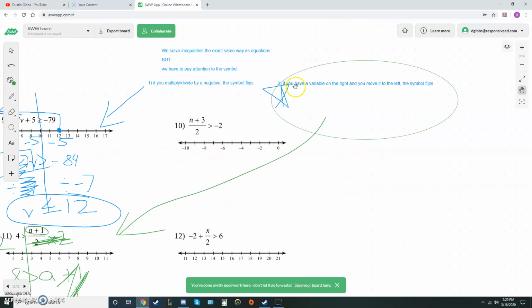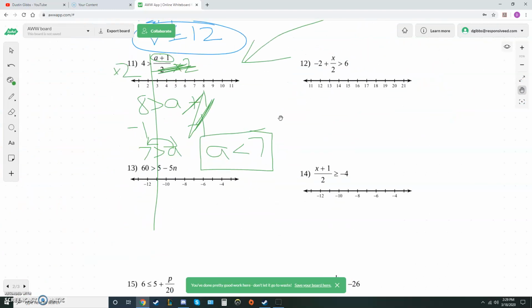Because if I have a variable on the right and I move it to the left, the symbol flips. This is what rule 2 looks like, because you finish solving and the variable's on the right side, but we don't want that. We want it over here. So what we do is we swap their positions, but we flip the symbol in the process. And then again, since this is a less than, it's an open circle, but it still points to the left. And I'll kind of bold that in a little bit.